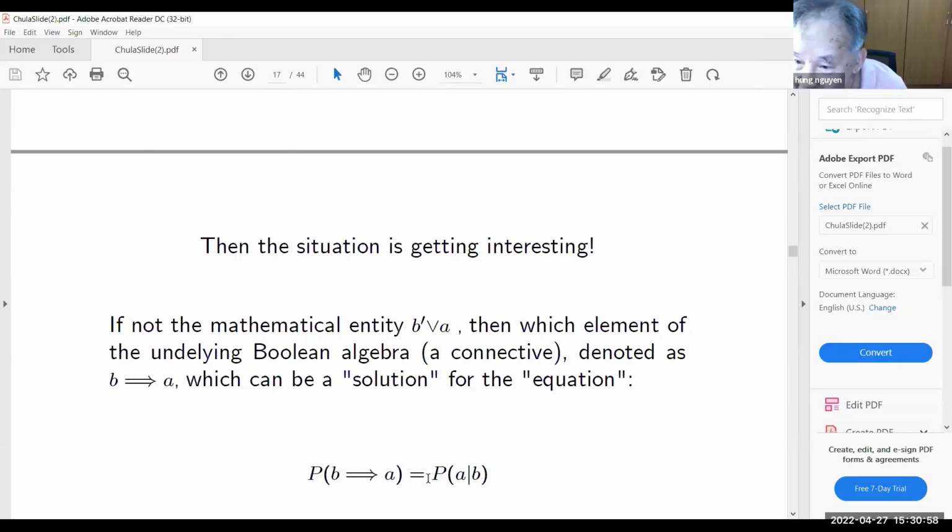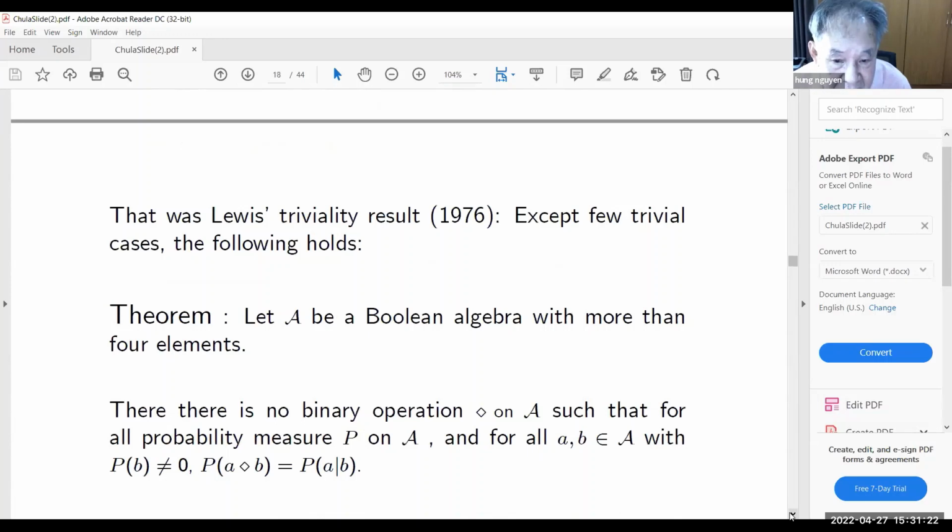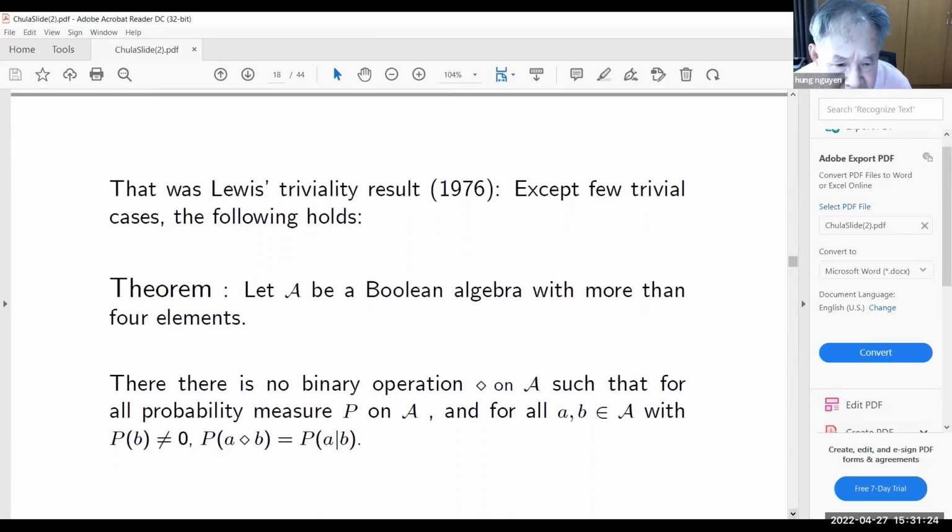You have a quadratic equation, ax squared plus bx plus c equals 0, and you want to find a solution, and it turns out there's no real solution. It always has a solution in the complex plane. And what I'm doing here is exactly the same. First of all, in fact, there's a theorem that says there is no solution. That equation will never have a solution if you're talking about the solution being an element in the Boolean algebra A.